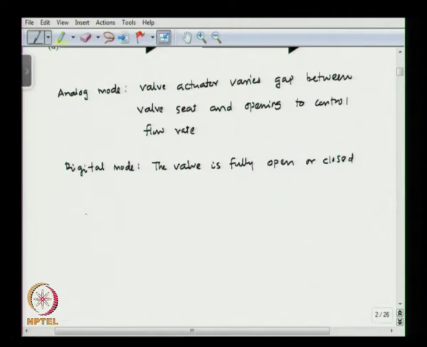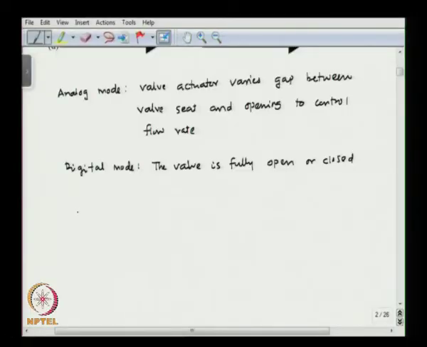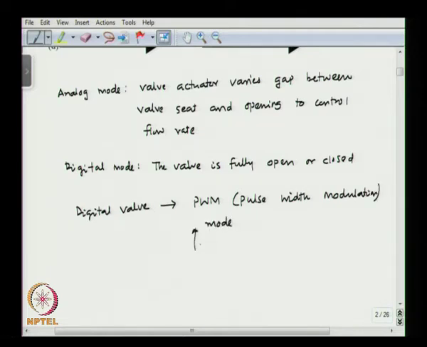And the digital valve can also operate in what is called pulse width modulation mode, in which case the opening time of the valve will control the flow rate. So, the digital valve can operate in pulse width modulation mode. In that case the flow rate is controlled by the opening time.